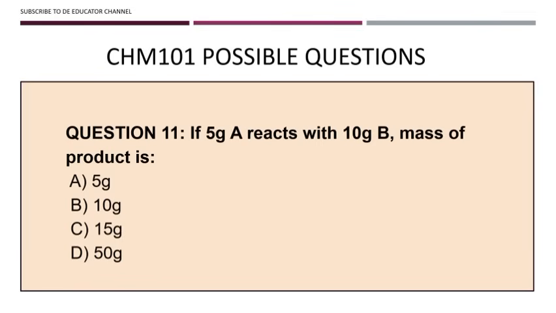Next question, if 5 gram A reacts with 10 gram B, mass of product is, this is another law. Remember we said combination, this is another law. So 5 plus 10 is equal to, the question is as simple as ABC, but you see some people start calculating. Once you see something like this, very straightforward. Okay, so this is just the law of conservation of mass, right?